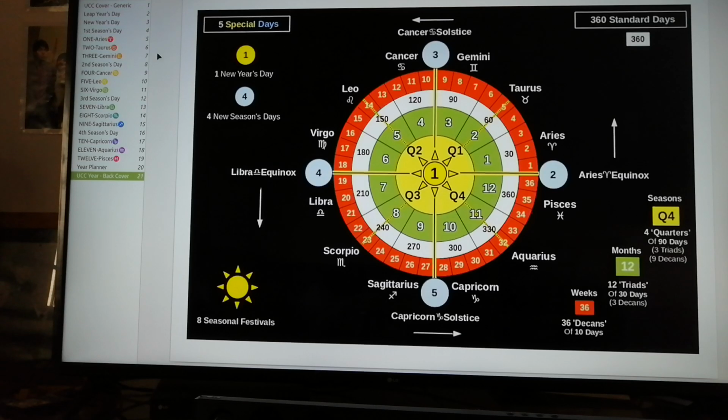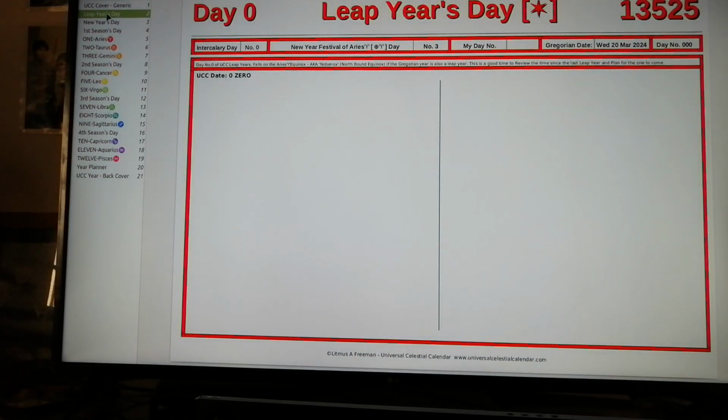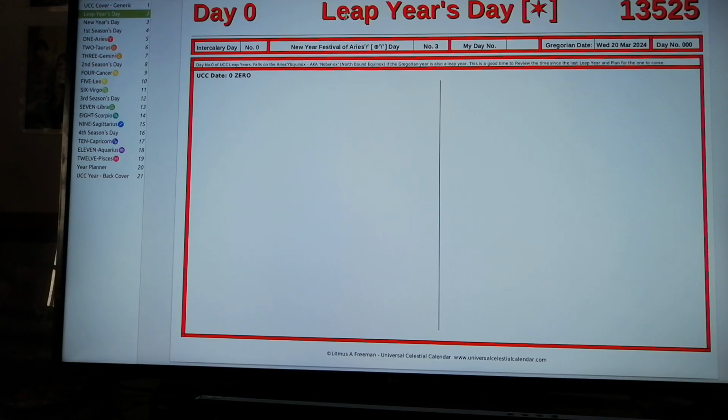Anyway, so let's have a look at how we use it as a calendar, on a practical basis. Now, the year we're looking at for this example is actually a leap year. So I'm going to show you how the calendar starts. So in a leap year, we have an extra day added in, a sixth special day called Leap Year's Day, which is only on leap years. And I number it day 0 because then all the rest of the day numbers for the calendar stay the same.